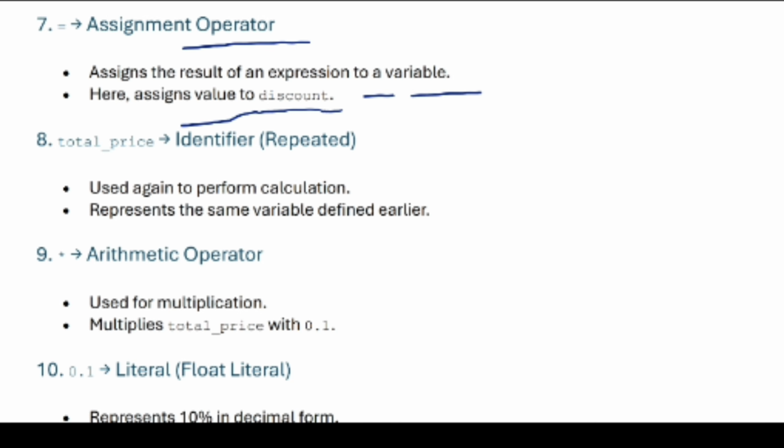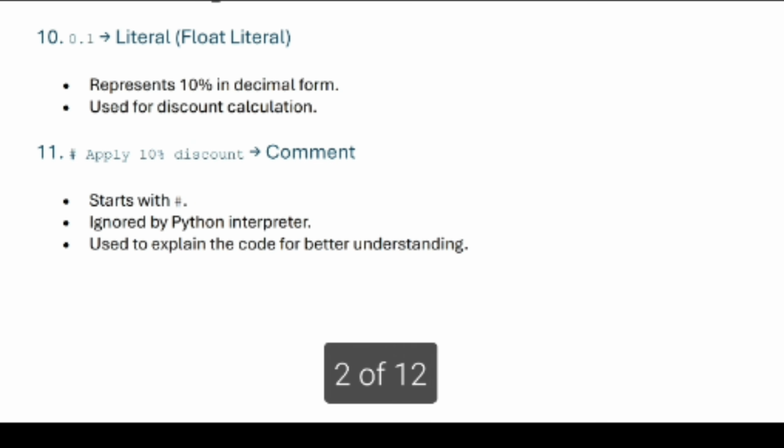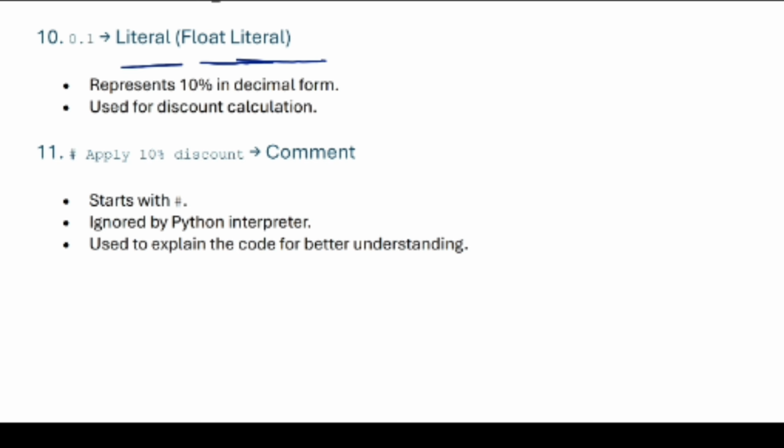Again, they have repeated total_price, an identifier, which we use for calculation purposes, representing the same variable defined earlier. Next is the arithmetic operation symbol, the asterisk, which we use for multiplication, multiplying the total price with 0.1, which is given in the question. The tenth one is 0.1, a literal or float literal. It represents the discount in decimal form. You can represent it as 10%, and it is used for discount calculations.